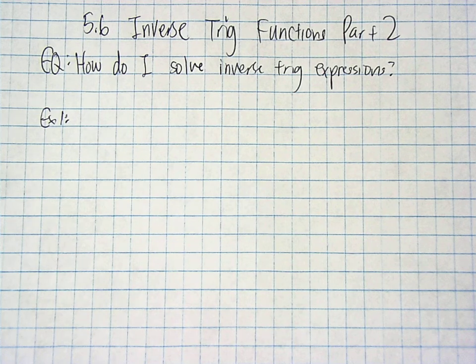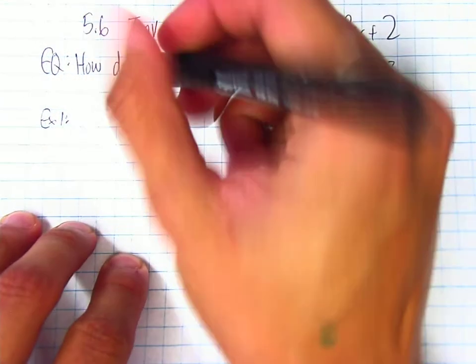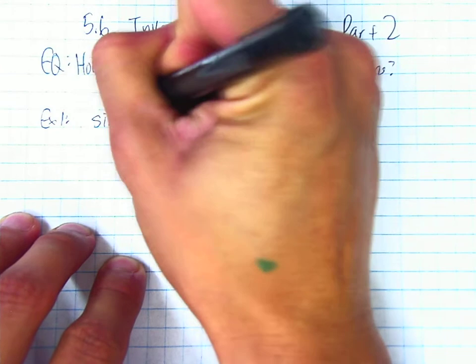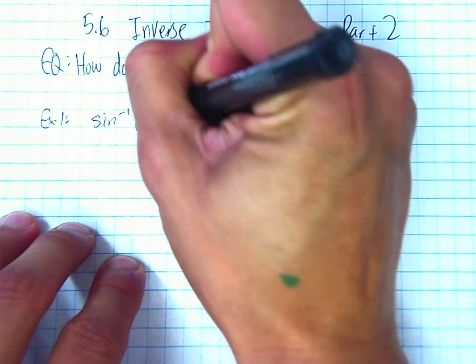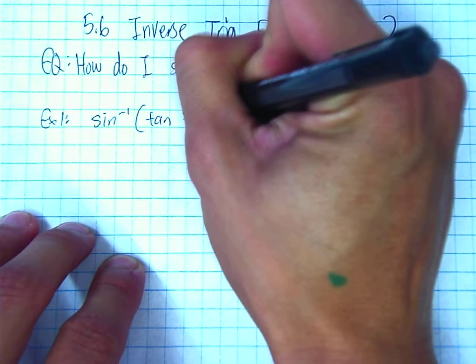Hey, Algebra 2 Trig, we're going to finish up 5.6 inverse trig functions. Essential question is relatively the same. How do I solve inverse trig expressions? And just going to go over a few examples that you probably haven't seen. So example 1 is, we're just going to simplify. So we're going to find the inverse sine of tangent of 5 pi over 4.